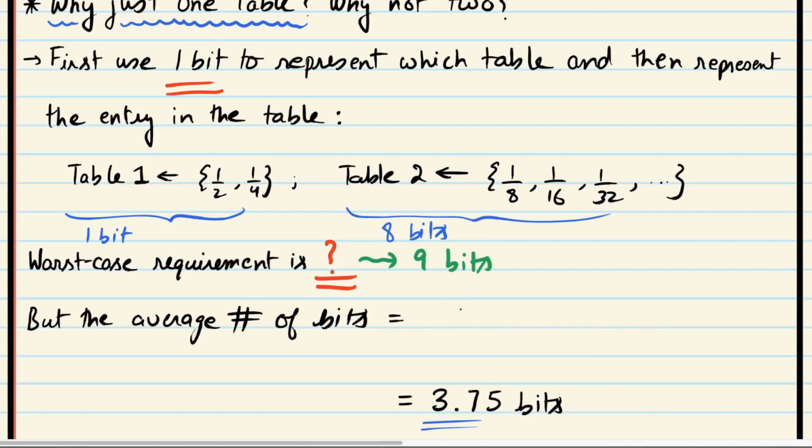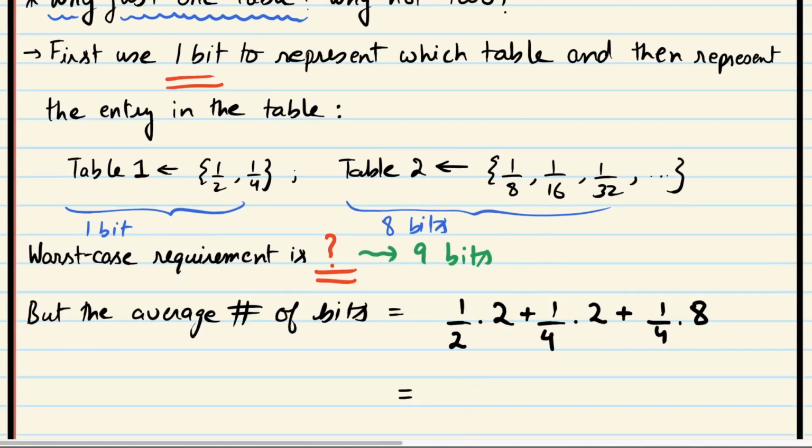The first symbol, with probability half, uses 2 bits: 1 for the table and then 1 for the location inside the table. Then the next symbol, which has probability 1/4, again uses 2 bits. And all the remaining symbols use 8 bits. What is the remaining probability? Another 1/4. So use 8 bits. So what's the total number of bits? It's 2 plus 1.5, so that's 3.5 bits.